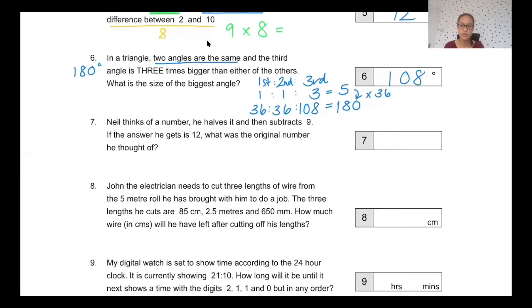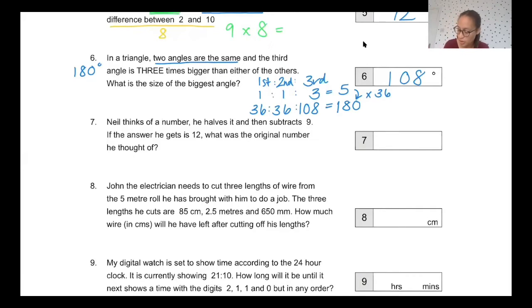Okay, 108 is the biggest angle. All right. Hang on one second. Okay. Neil thinks of a number. He halves it and then subtracts 9. If the answer he gets is 12, what was the original number he thought of?